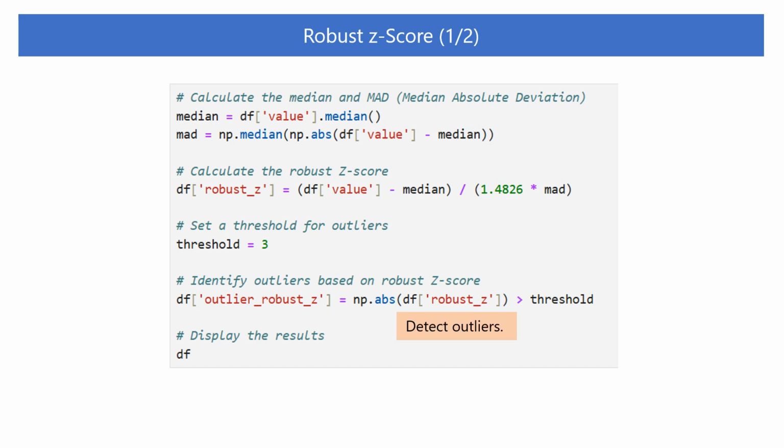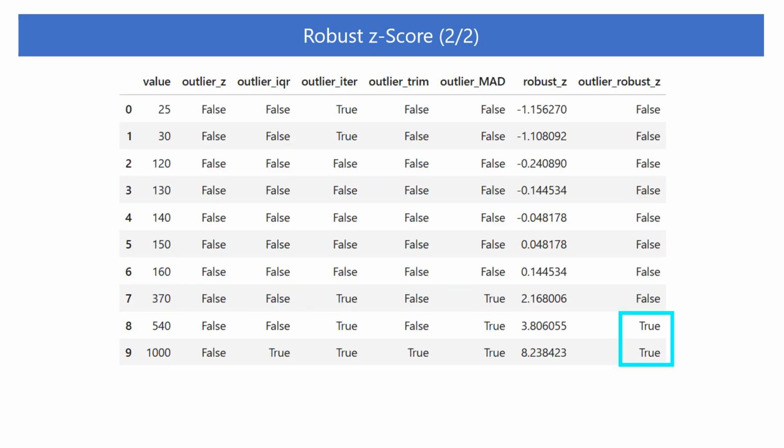Using this threshold, detect outliers. Let's look at the results. Only data points with large values are detected as outliers. Since robust Z-score is also based on median and absolute values, it seems that in this data points with large values and a large deviance from the median were more likely to be considered outliers.